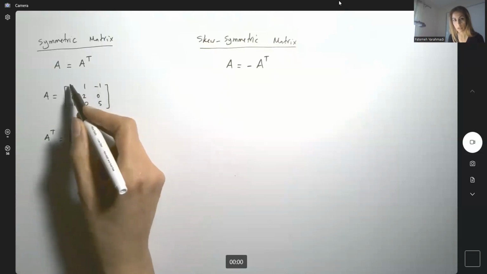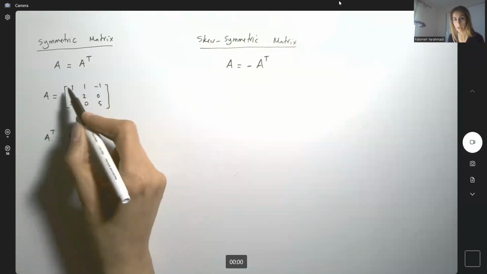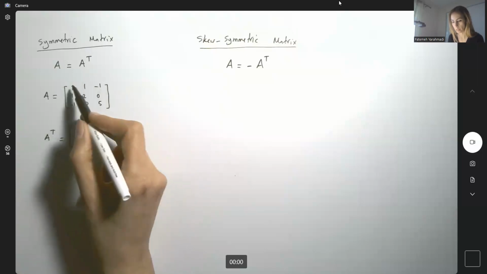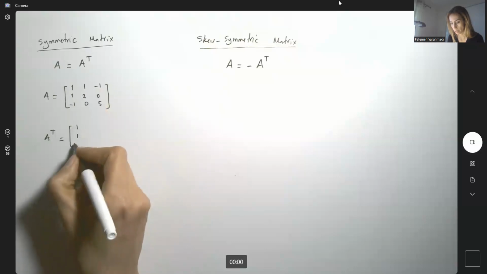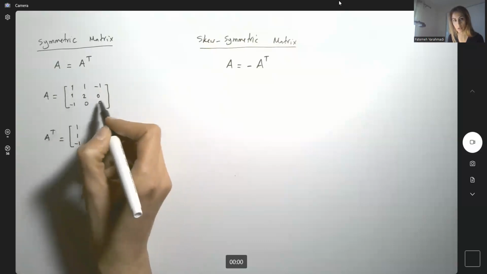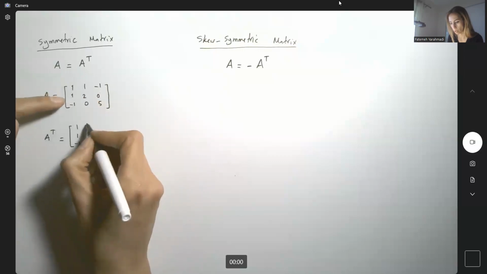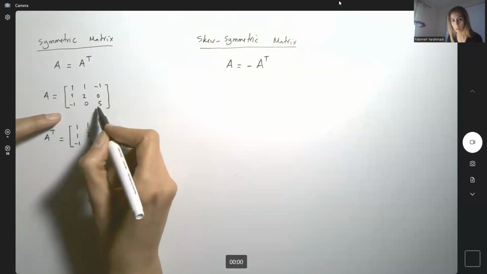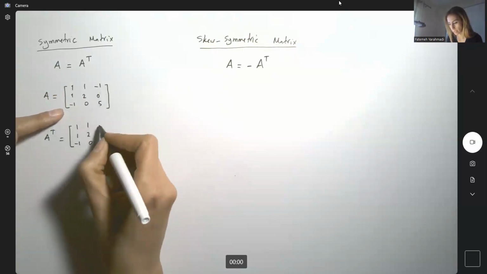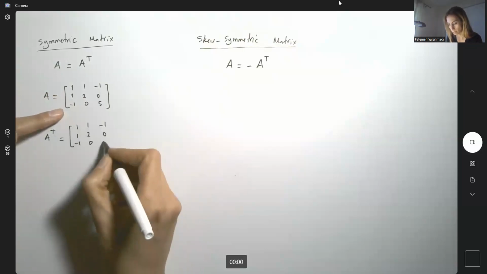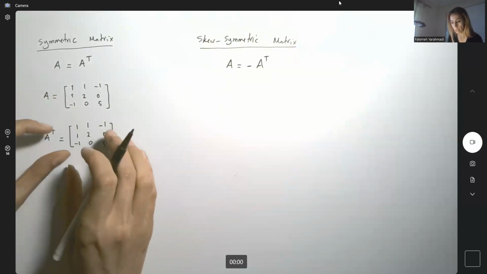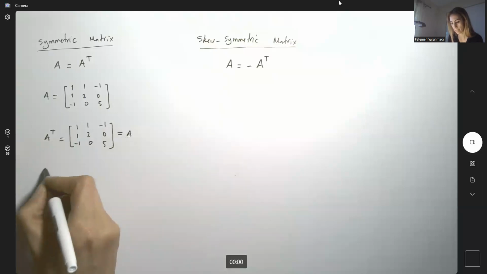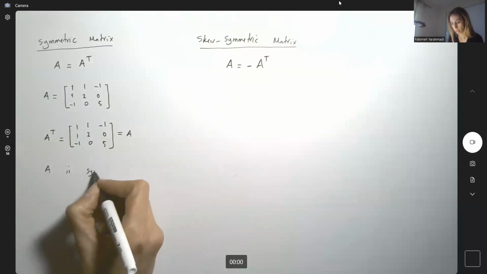So this is your first column and this is your first row. Now these two change their positions. It's going to be 1, 1, negative 1. The second row becomes the second column, which is 1, 2, and then 0. And then the last row becomes the last column. Here you have negative 1, 0, and 5. Well, obviously this is the same as your original matrix. So we say that A is symmetric.